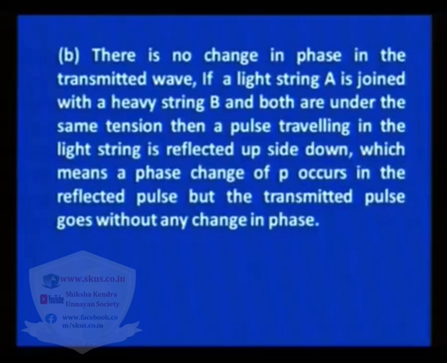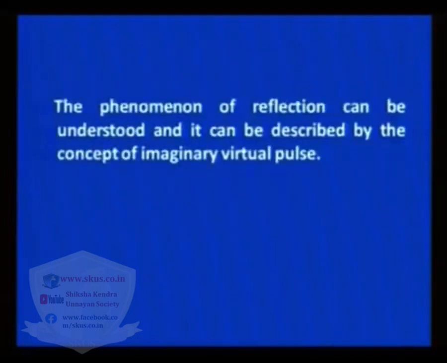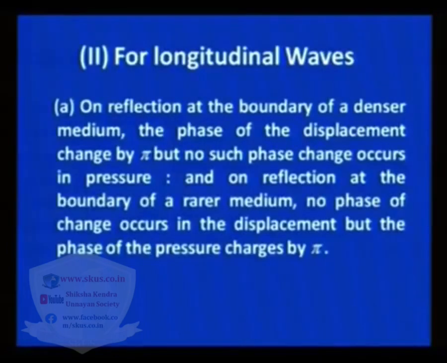There is no change in phase in the transmitted wave if a light string A is joined with a heavy string B and both are under the same tension. Then a pulse travelling in the light string is reflected upside down, which means a phase change of pi occurs in the reflected pulse, but the transmitted pulse goes without any change in phase. The phenomenon of reflection can be understood and described by the concept of imaginary virtual pulses, which one can produce easily.